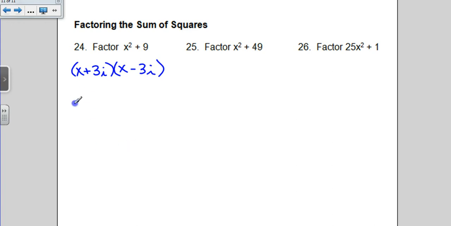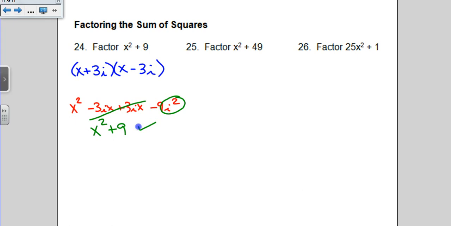If I was to go backwards and FOIL this, I'd get x squared, and then I'd get a minus 3ix, I'd get a plus 3ix, and then on the end I'd get a negative 9i squared. Well, you can tell that these middle terms cancel, and remember what we said about i squared, that's really a negative 1. So instead of a negative 9 times a negative 1, this would change back into x squared plus 9. And that's why this factoring pattern works.